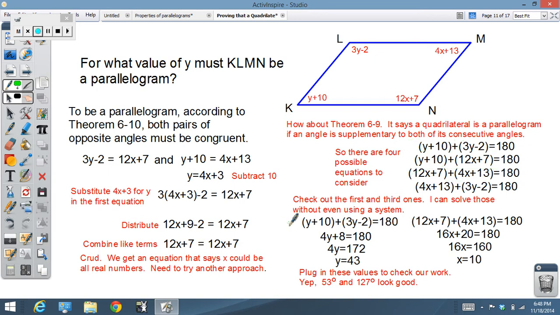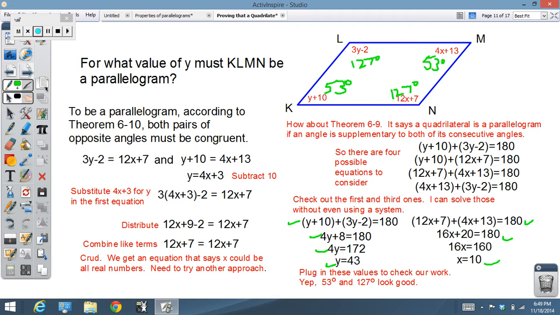So taking the first equation, simplifying and solving, y is 43. Taking the third equation, simplify, we solve, find x equals 10. You can follow the algebra. I went and plugged these values back in, and I found out that these guys end up being both 53 degrees, that one there and that one there. And these other two end up being 127. And boy, that just makes perfect sense because the opposite angles are definitely congruent, and the consecutive angles definitely add up to 180, we got ourselves a parallelogram.